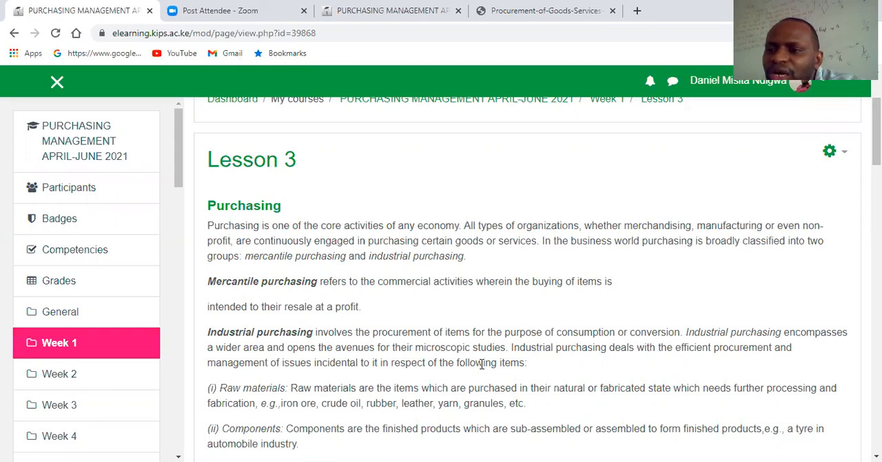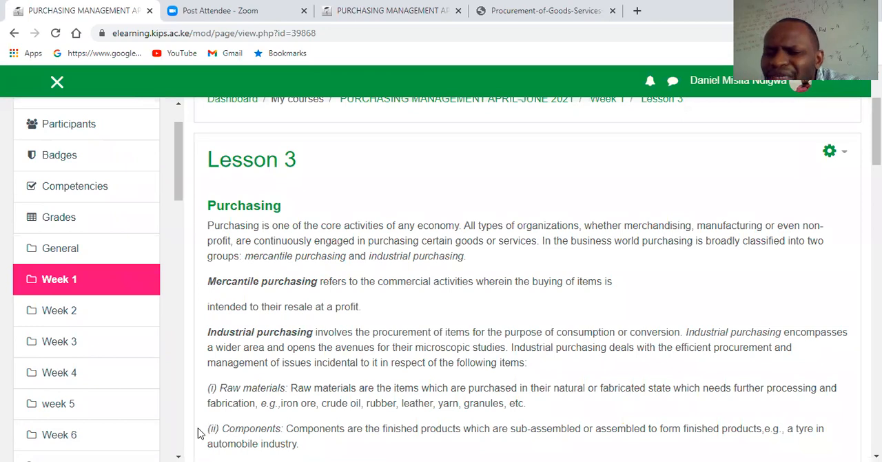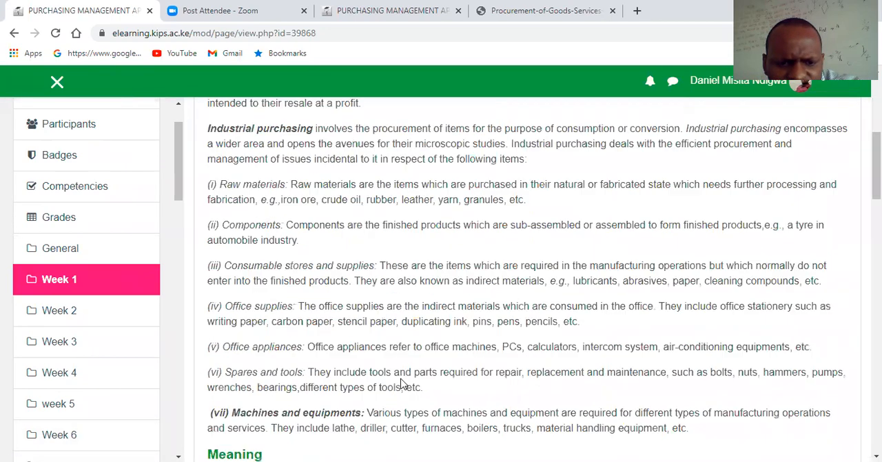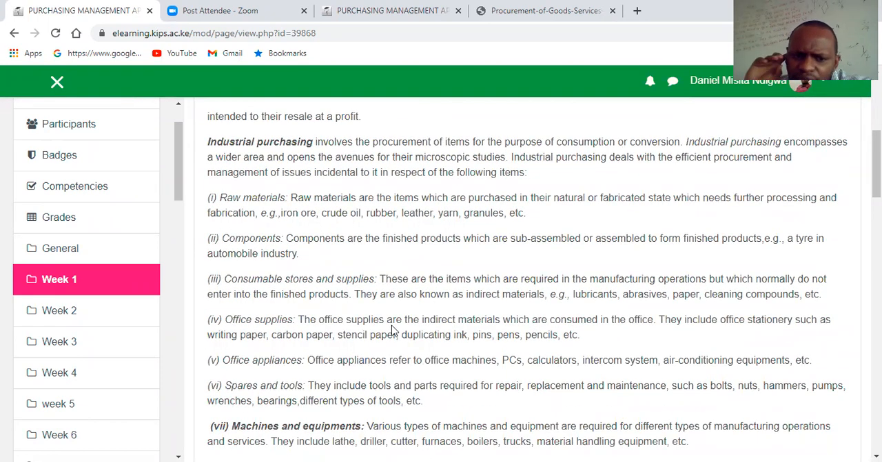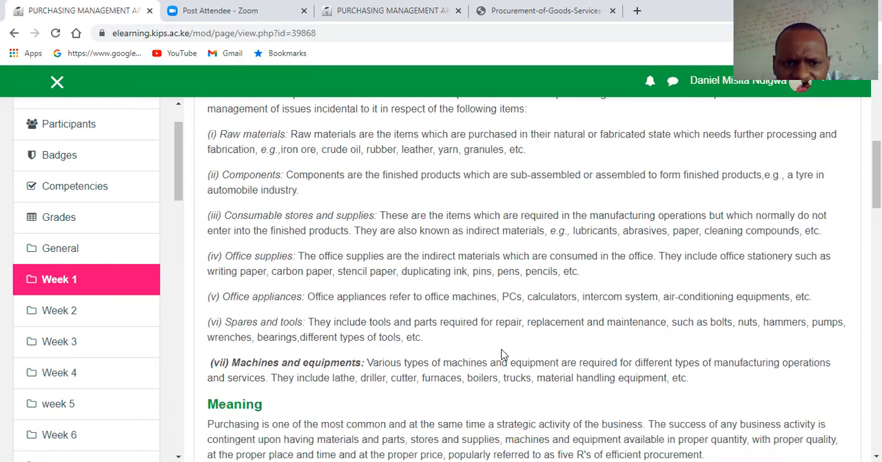Therefore, you are buying items so that you can sell those items and get a profit at the end of the day. Then the second category is industrial purchasing. This involves procurement of items for purposes of consumption or conversion. So here you are buying items so that you can use those items for various purposes. Some of those items may include raw materials, various components, consumables or store supplies, office supplies, office appliances, spare parts, and tools. Then lastly, you have machines and equipment.